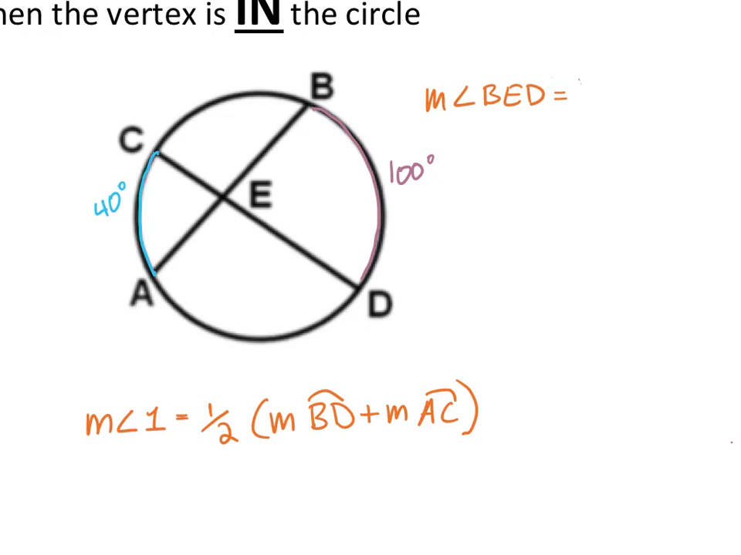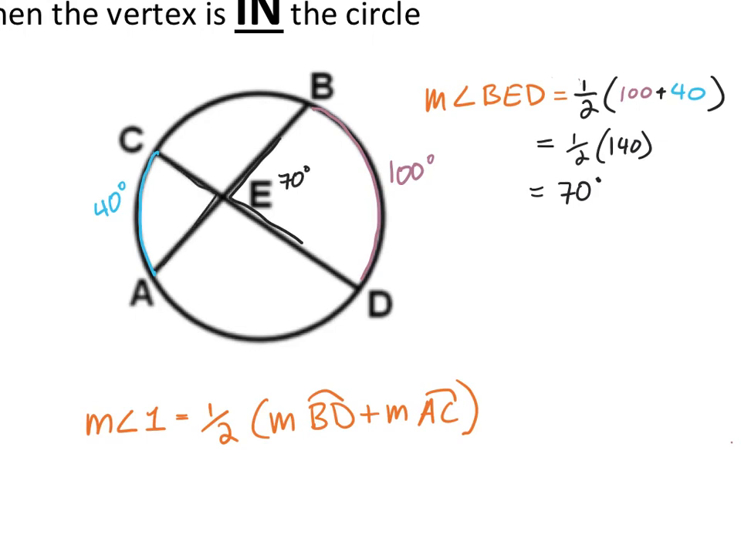Okay, so how would I find this over here? I would have to take 1/2 times, and now I want to add up those two measurements. So I have 100 plus 40. So we simplify this, and we have 1/2 of 140, which is 70 degrees. So we just discovered that BED is 70 degrees. We also discovered at the same time, even though it wasn't asked, that CEA is also 70 degrees.